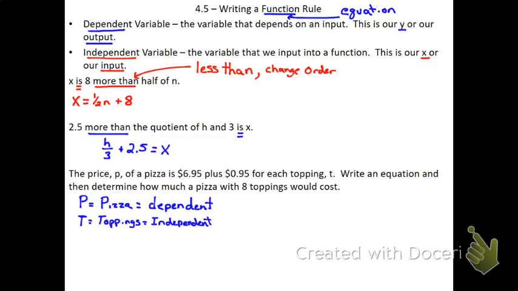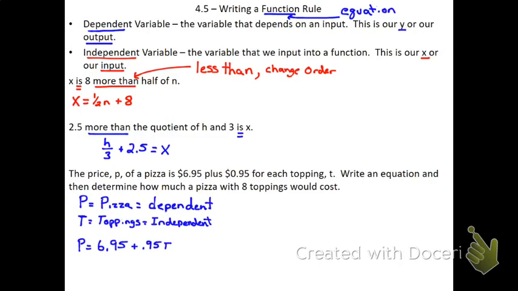So when we go to write this, our P is our dependent variable. So we're going to start with P. And the initial cost of a pizza is $6.95. So that's our initial cost. And our change, or our independent variable, is 95 cents per topping. So we're going to add that 95 cents for each additional topping. So our equation looks like a pizza would cost $6.95 plus 95 cents for each additional topping.